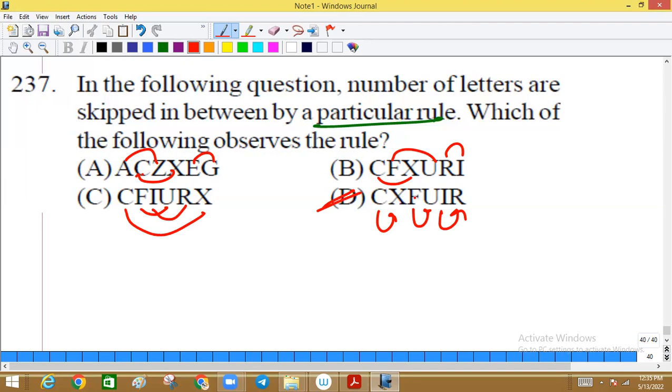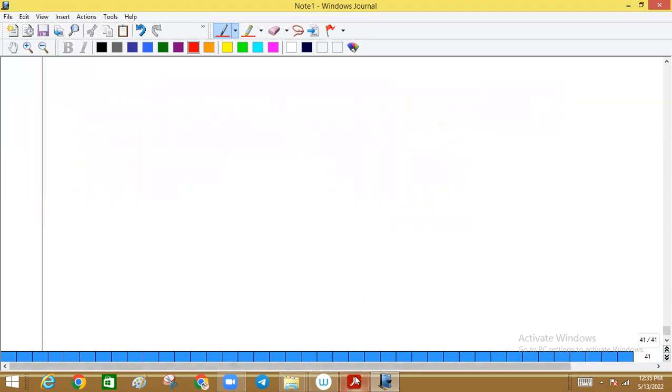C opposite X, F opposite U, I opposite R. That is what it's following. In the remaining option C, first and last, again, it is not following any rule. So it is the same thing, randomly arranged, not in a particular fashion or format. This is one type of miscellaneous questions.